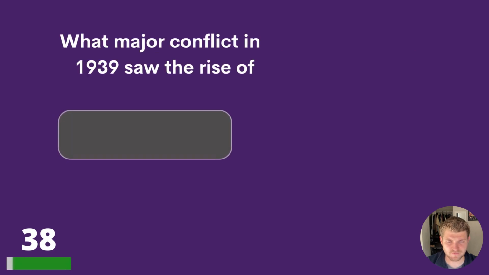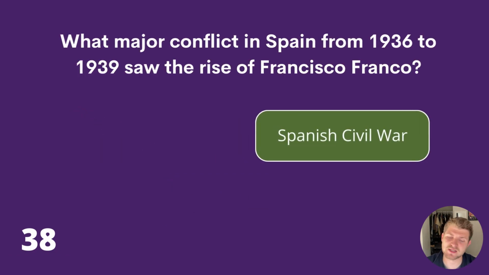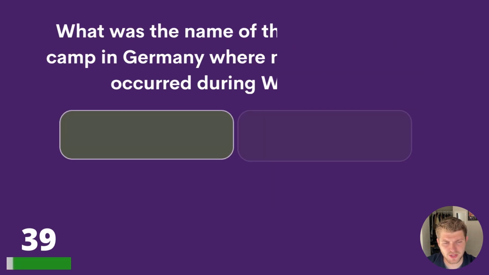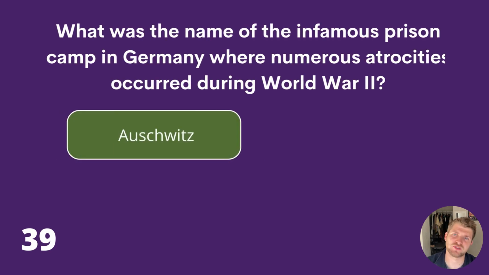Question 38. What major conflict in Spain from 1936 to 39 saw the rise of Francisco Franco? Spanish-American War, Spanish Civil War, or Spanish Inquisition? The answer is the Spanish Civil War. Question 39. What was the name of the infamous prison camp in Germany where numerous atrocities occurred during World War II? Auschwitz, Alcatraz, or Sing Sing? The answer is Auschwitz.